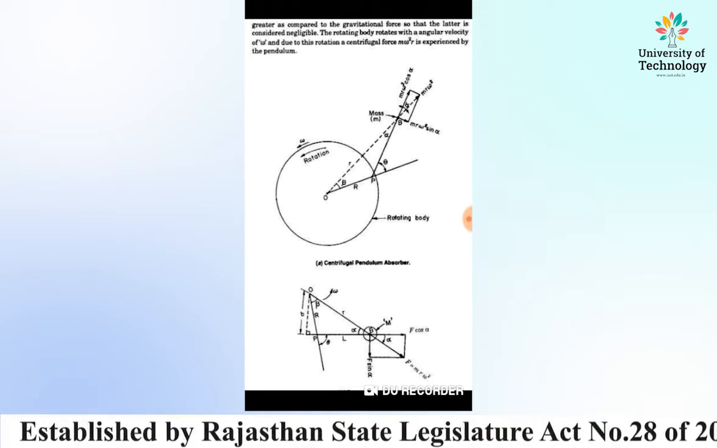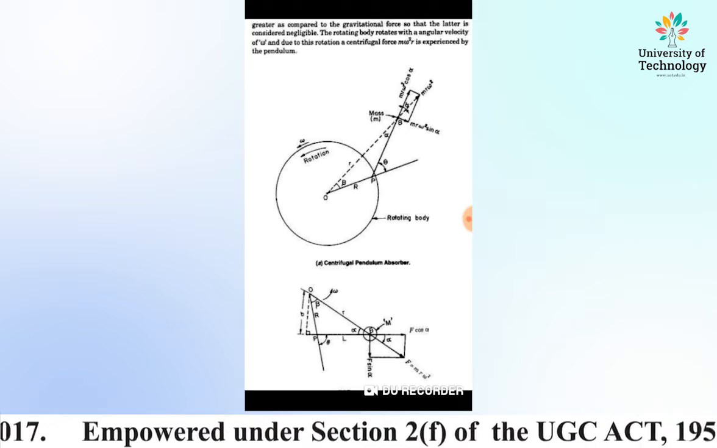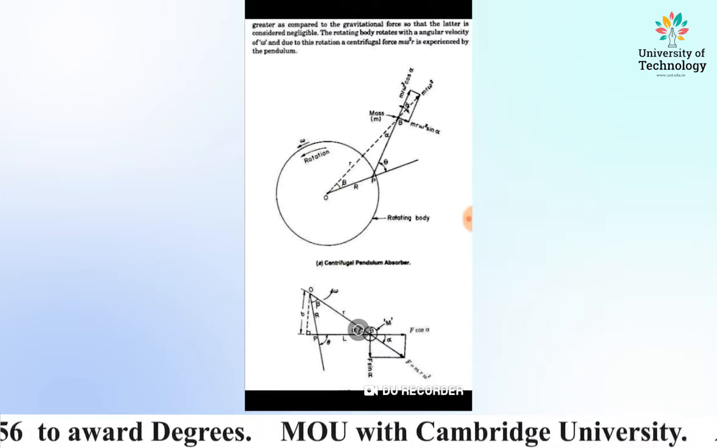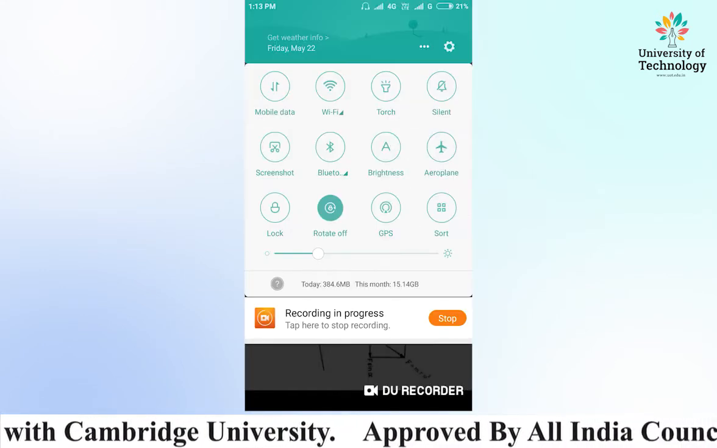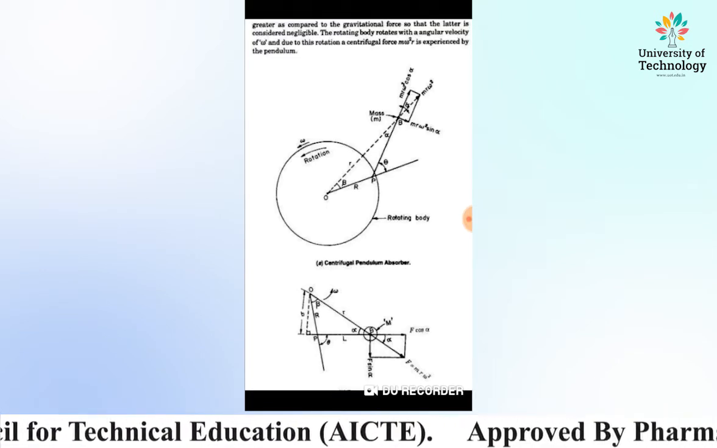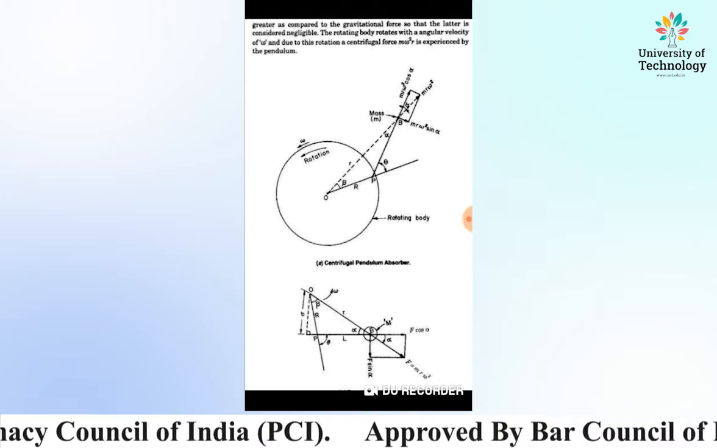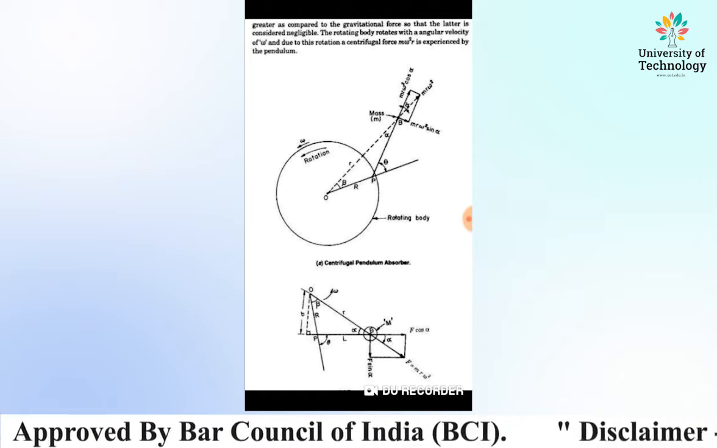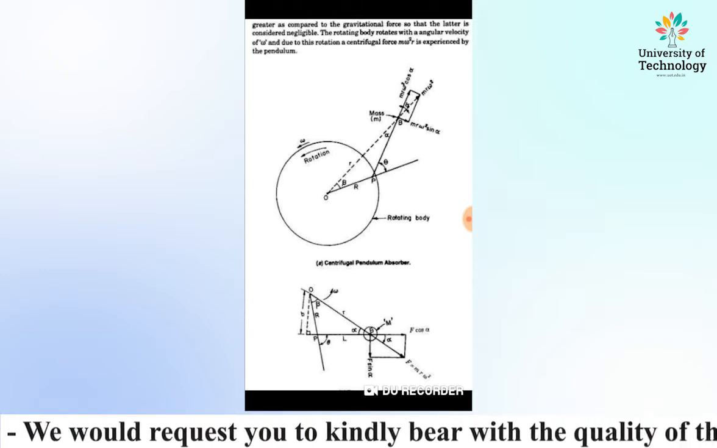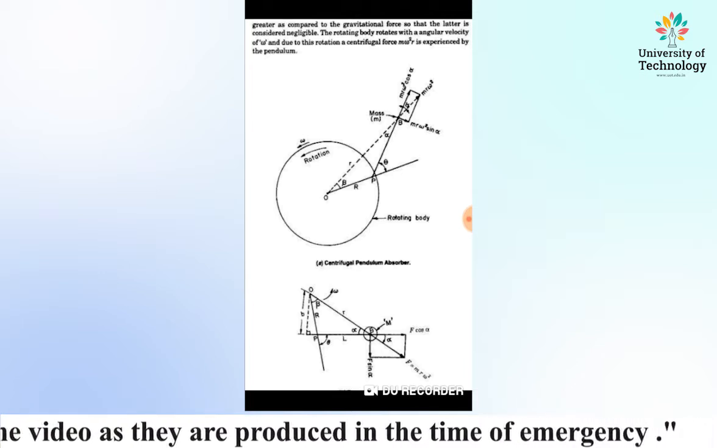The pendulum PB makes an angle beta at point P, and the line OB makes an angle alpha with the pendulum at point B. If the mass of the body is m and the rotation is omega, then the centrifugal force is m omega square r, and it has two components: m omega square r cos alpha and m omega square r sin alpha.